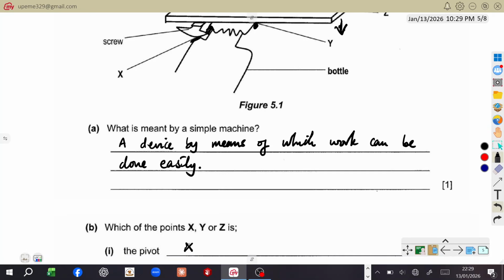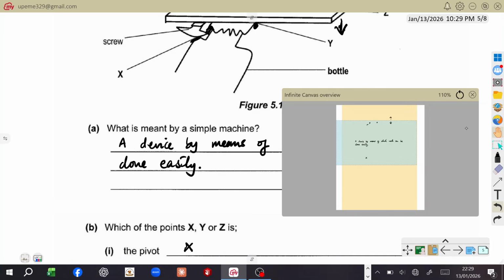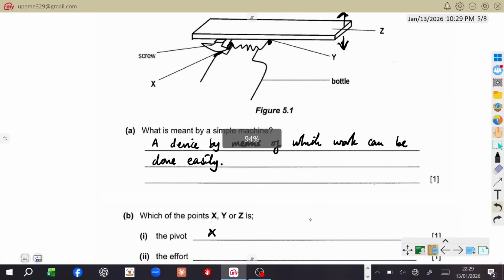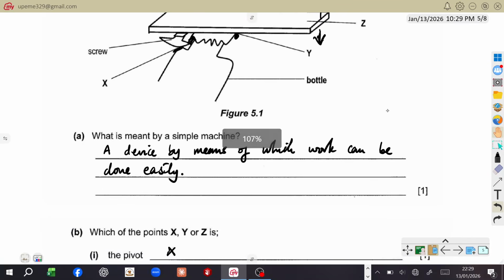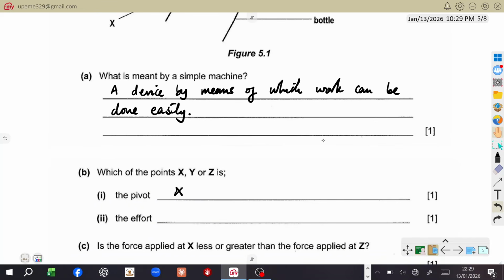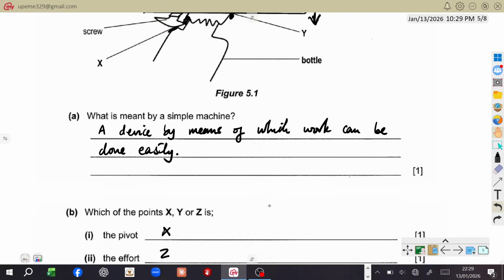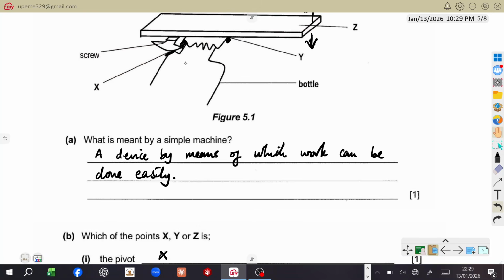Okay, x is the pivot, and then the effort is where you applied the force from. Z. That's where you applied the force from. Z. Okay, something like that. Then the question is, is the force applied at x? Okay, now they have changed it: the force applied at x. Yeah, there's a force applied at x there. So that's why we are a bit correct there.